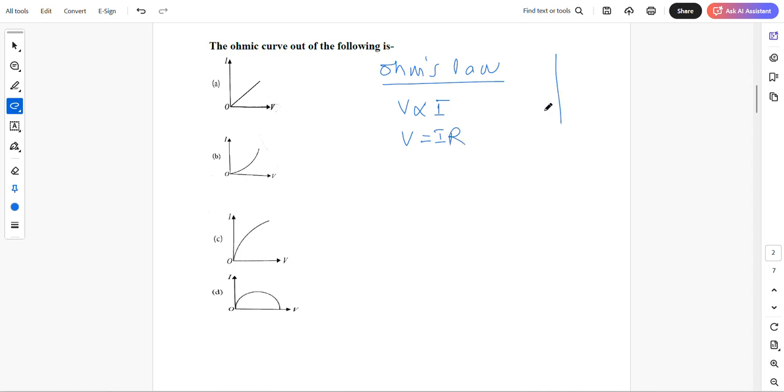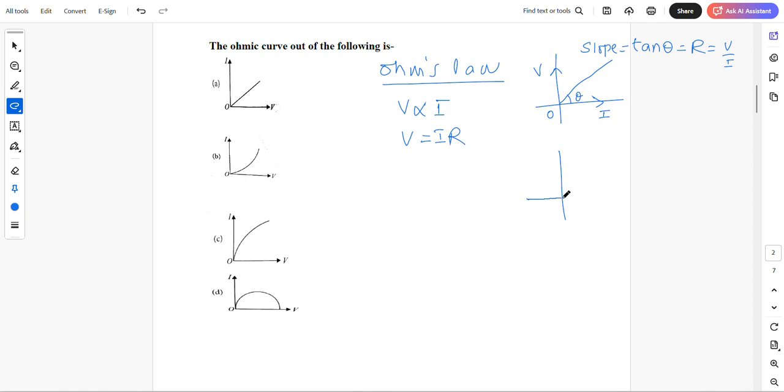That means if this is V and this is I, you will have a slope passing through the origin. This slope is equal to tan theta, that is equal to R, that is equal to V by I. Now this is theta, right?